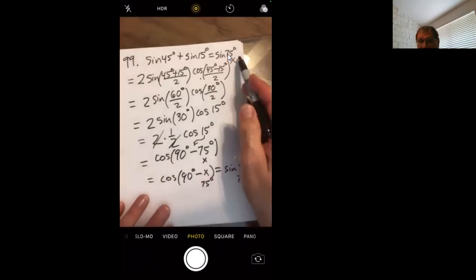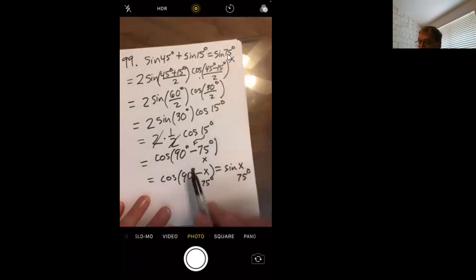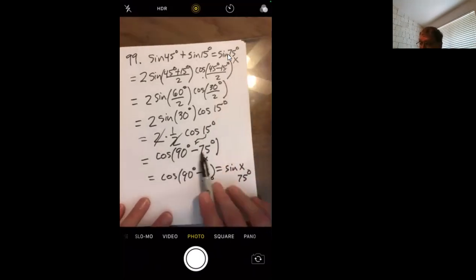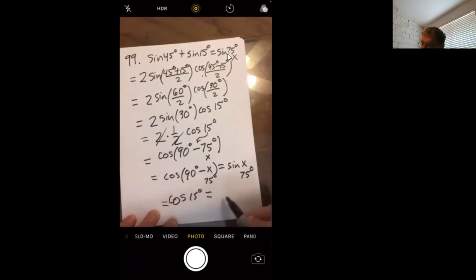You could also play on this side, right? That is sine of 90 minus 15. But I'll play on this side since I started on this side. So 15 is 90 minus 75. That makes 75 my x. And so that cofunction identity says this is equal to the sine of that x, which is the sine of 75. Hence, cosine of 15 degrees does equal the sine of 75 degrees.